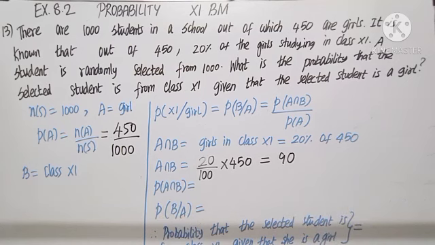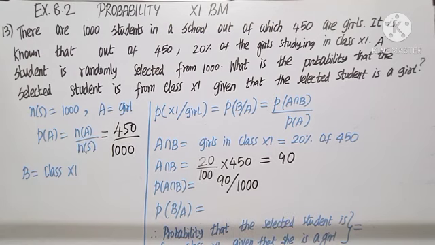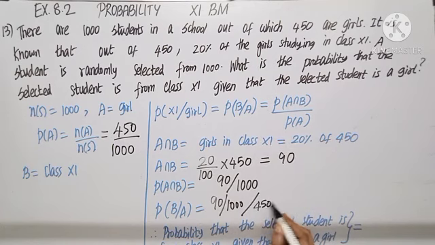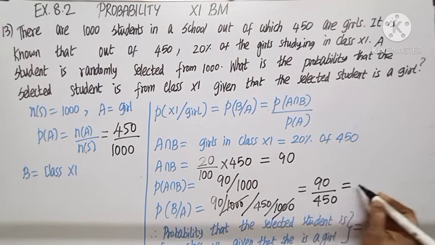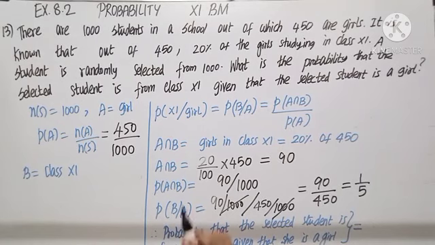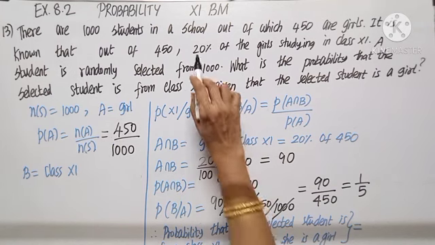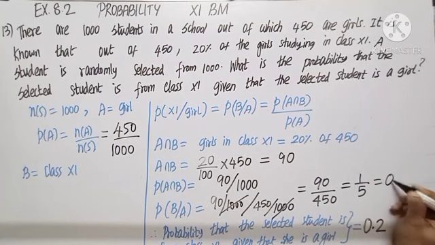What is probability of A intersection B? 90 out of 1,000 students. To substitute in this formula to get the required answer, P of A intersection B is 90 by 1,000 by P of A, which is 450 by 1,000. 1,000 cancels. I get 90 by 450, which is 1 by 5. This is nothing but the 20%. So this question directly gives me the answer 20%, that is 0.2. I can directly write from the question, or we can work out in steps and arrive at the answer 0.2.